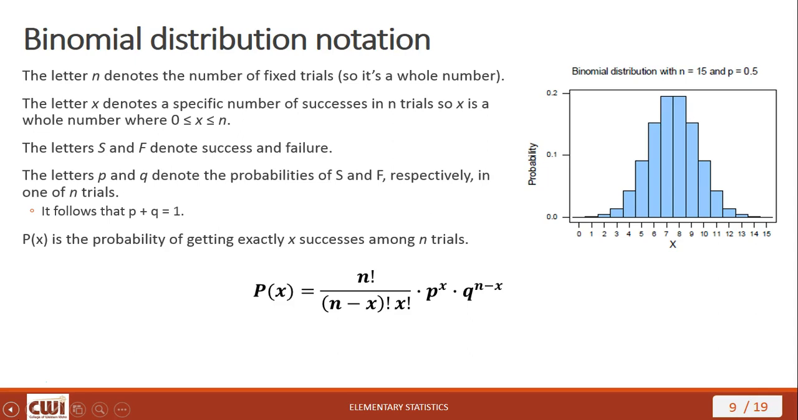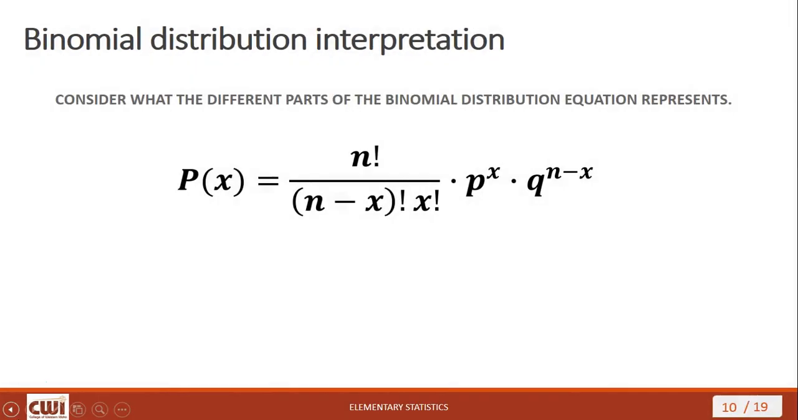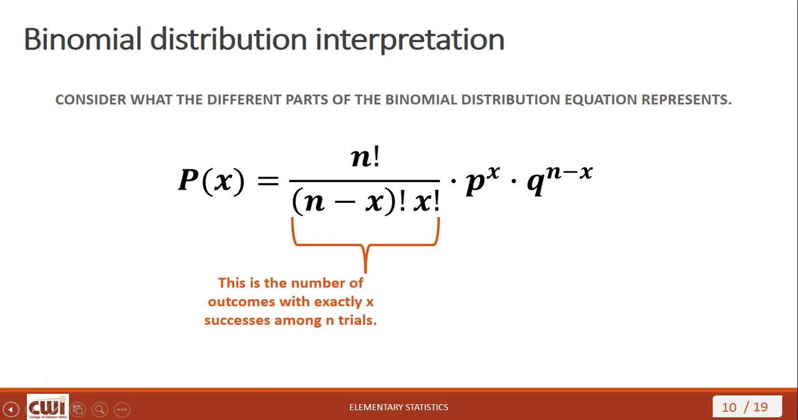But just to make you a little bit more grateful you live in the 21st century, let's consider an example in which we look at each of the different parts for the binomial distribution so we understand where the numbers are coming from. So the probability of a certain number of successes in n trials has 3 parts to it that we're multiplying together. The first part is the number of outcomes with exactly x successes among n trials.